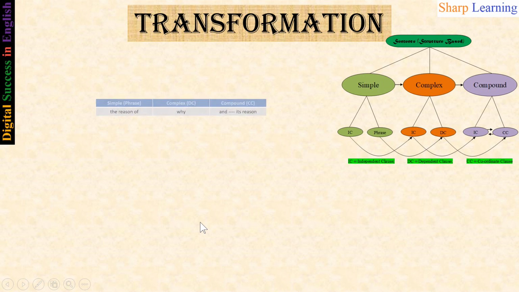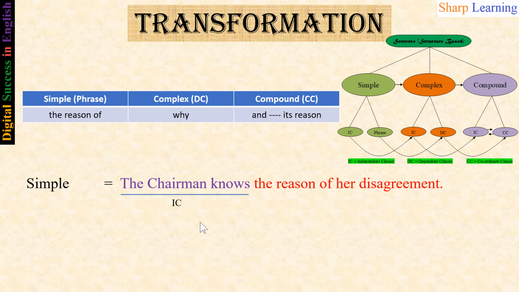Okay, proceed. The chairman knows the reason of her disagreement. The chairman knows, it is IC. The reason of her disagreement, it is phrase. IC plus phrase, that is a simple sentence. So how can I make it complex? IC will remain the IC same and the phrase will be transferred into DC. Then it will be a complex sentence.